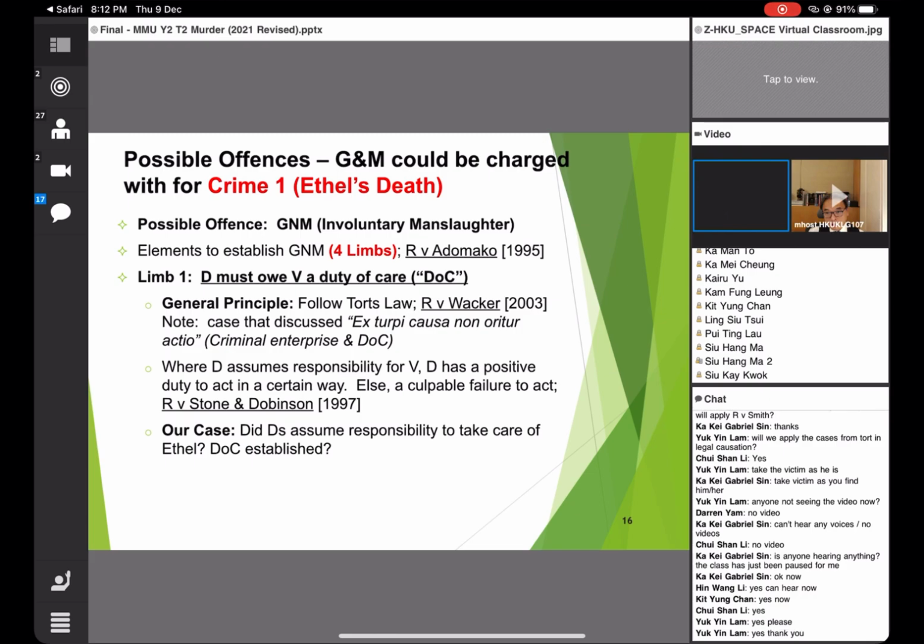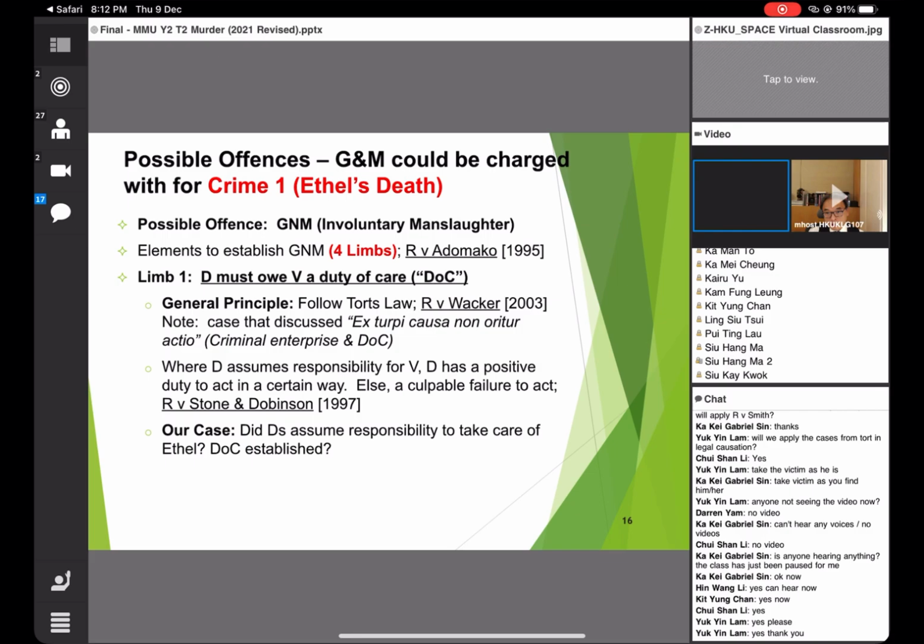Good. Let us move on to the next one. This is limb number 1. We still have 3 more to go because there are altogether 4 limbs in R v Adomako. You must remember, in R v Adomako, there are 4 limbs.